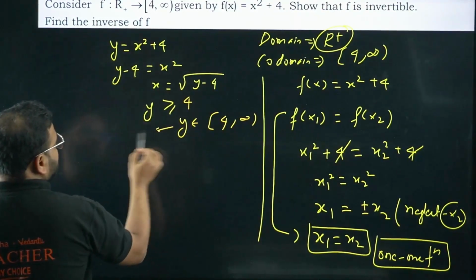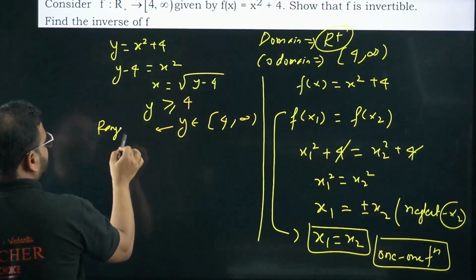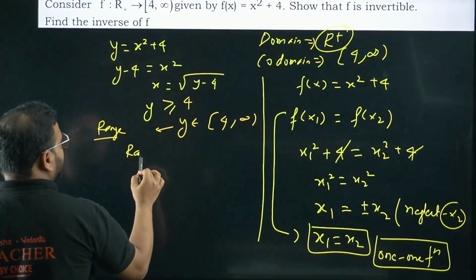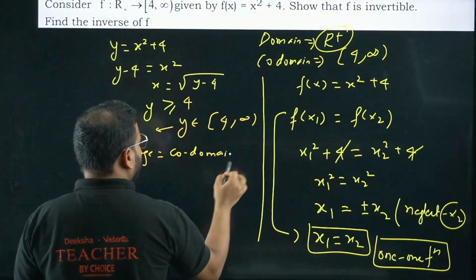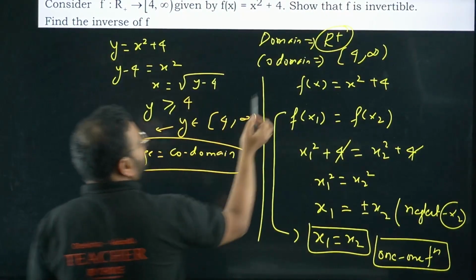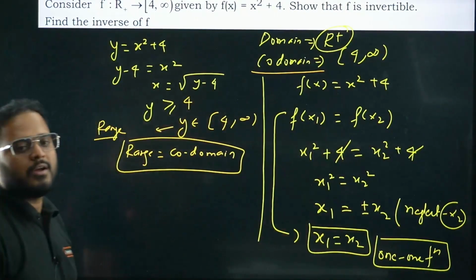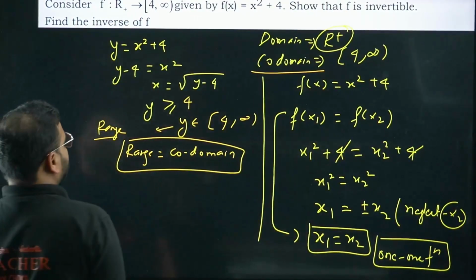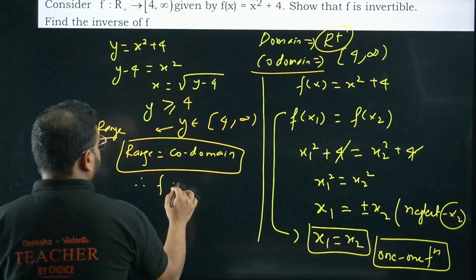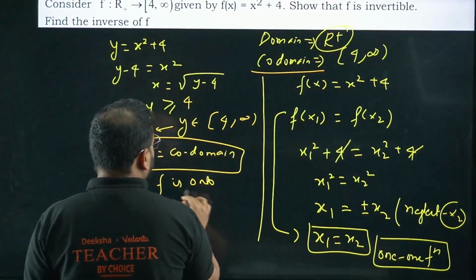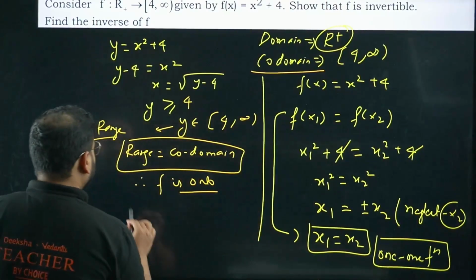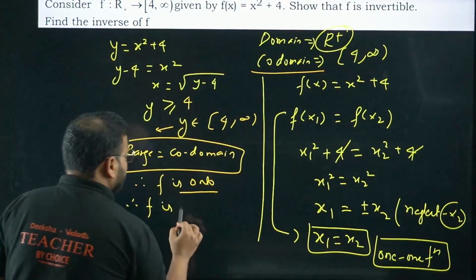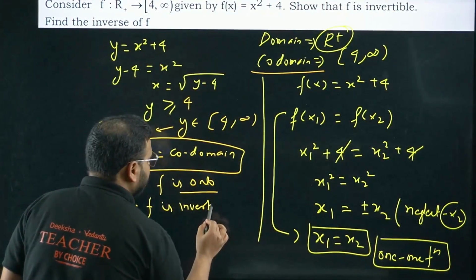So this is my range value. Please check, this is my range. Range is equal to the codomain. Therefore, f is onto as well. So we have proved one-one and onto. Hence, f is invertible, sir.